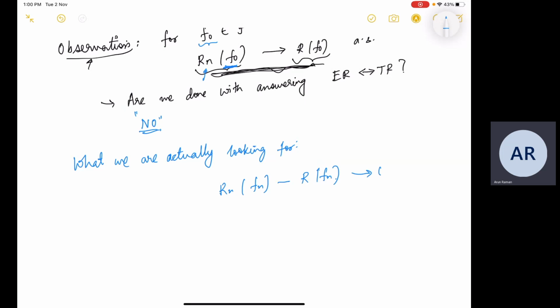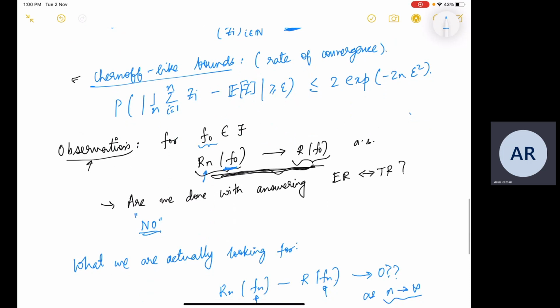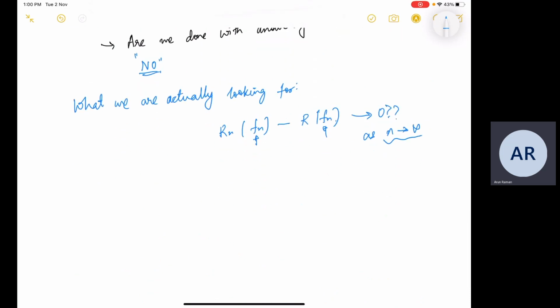Okay, this tends to 0 as n tends to infinity. So in this quantity, as n increases, the argument of the risk changes. So Fn is not fixed. If we have a fixed function, and we take several samples from that fixed function, then the law of large numbers and Chernoff-like bounds, we can use those to do what we set out to do. But the problem here is that we do not have a fixed function.